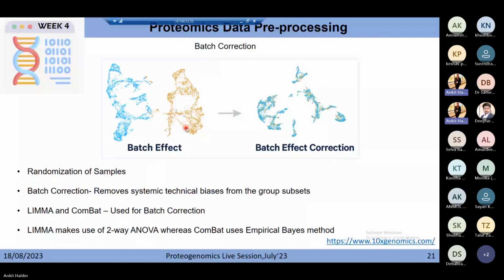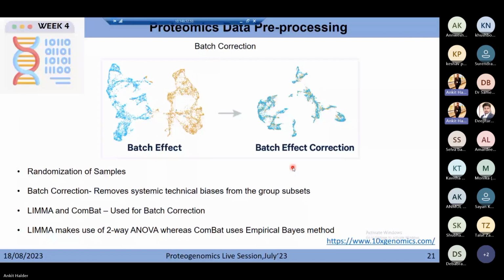So the next first step is to do a correction of the batch effect. But the one thing that we should keep in mind is that batch effect correction leads us to generate quite a big number of artifacts that can give us a false signal. So this all leads to the generation of false positives in our data sets.